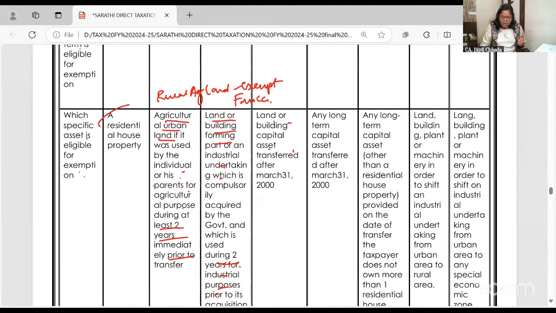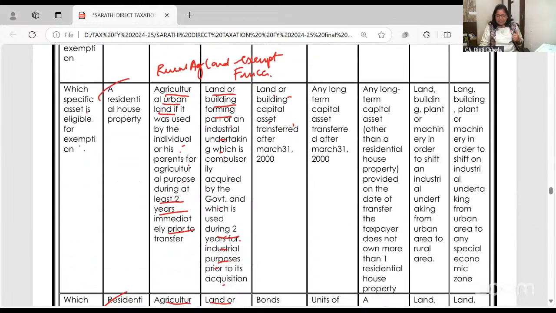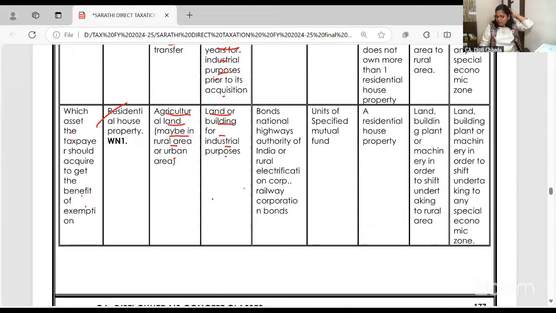So if you have transferred land and building, and if you have put the money in bonds, National Highway Authority of India, NHAI bonds, Rural Electrification Corporation, REC bonds, Railway Corporation bonds, and one more bond is Power Finance Corporation. Just 1 minute.